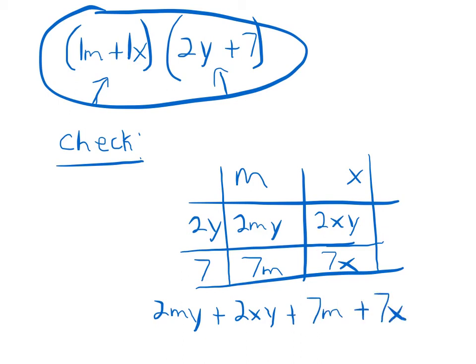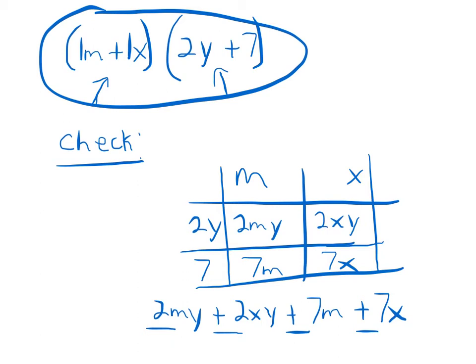And as long as they have the same signs, like if you look at that original problem, it had a positive 7x, it had a positive 7m, it had a positive 2xy, it had a positive 2my. As long as the signs are the same, and the coefficients obviously have to be the same, it checks out. Okay, that gets us back to our original problem. If you have questions, make sure you hit pause and write down specifically where you have questions.